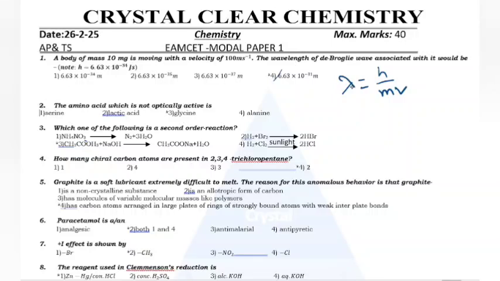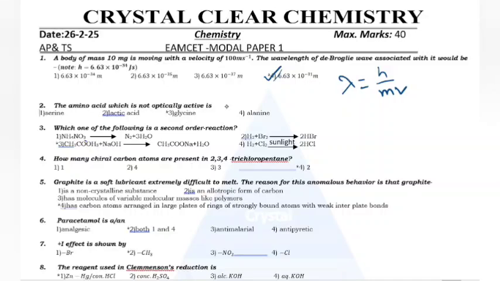But here they have given the mass in milligrams, so first you need to convert this into kilograms in order to get the correct value. Anyhow, the velocity and the Planck's constant are in SI units. So convert this into kilograms so that we get the answer as 6.63 into 10 to the power of minus 31 meters.